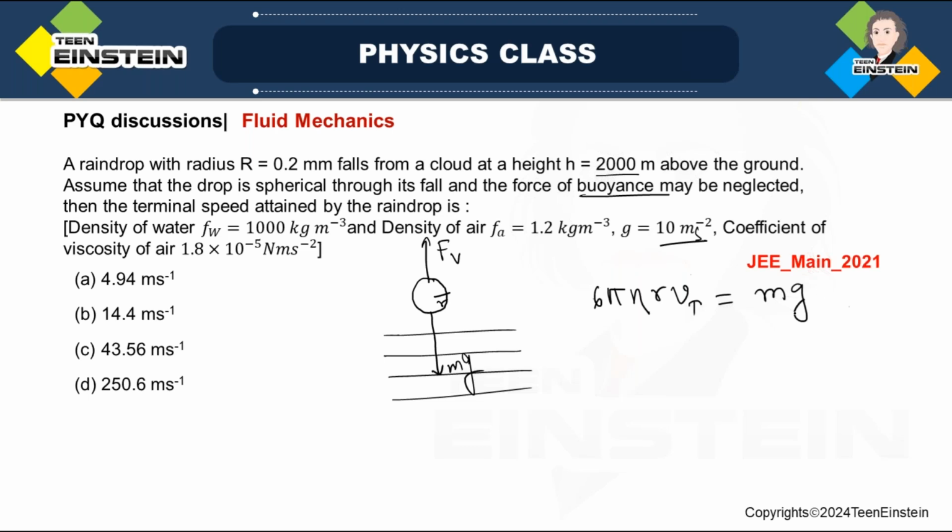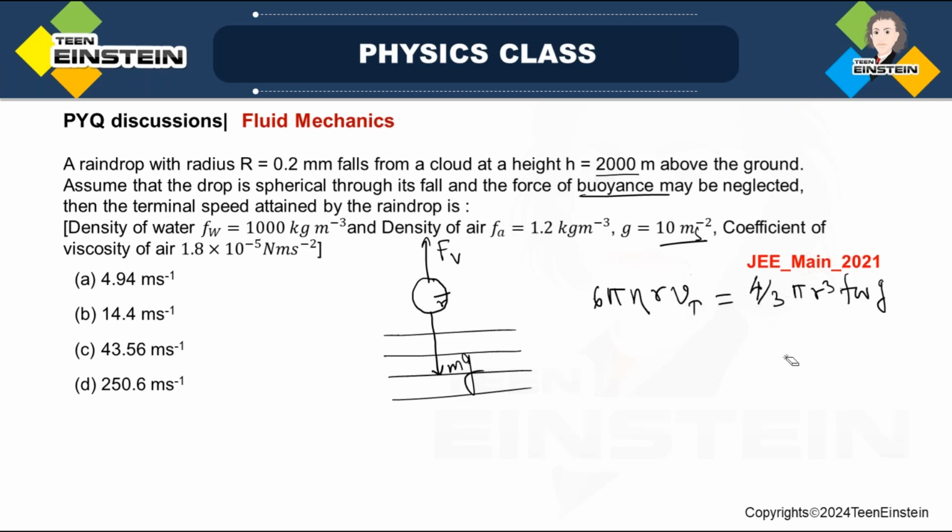So how do you get small m here? Since it is spherical, ideally, I can take 4 by 3 pi r cube. This is the volume, into rho. Rho here is given as rho w. Okay, so this will be the mass. Let me just equate these two things. Let me write it here, m into g. That means, you know, here 4 by 3 pi r cube rho w into g.